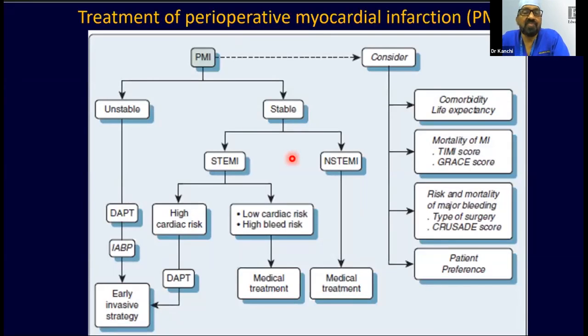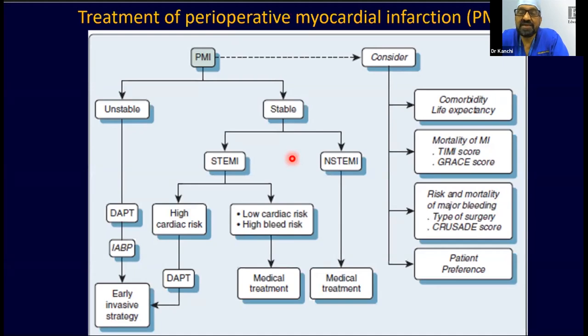Coming to the last bit of my presentation: what do you do if the patient has a perioperative myocardial infarction just after the non-cardiac surgery? The patient has undergone major non-cardiac surgery and landed with a perioperative myocardial infarction. This can happen and there is a lot of confusion about what to do. So this is a ready-made diagram to think quickly about what to do in such a situation.